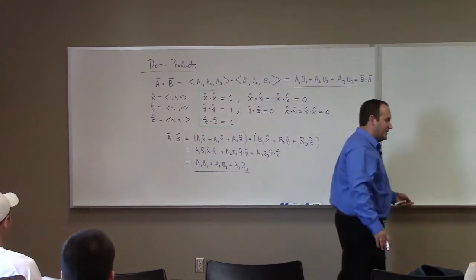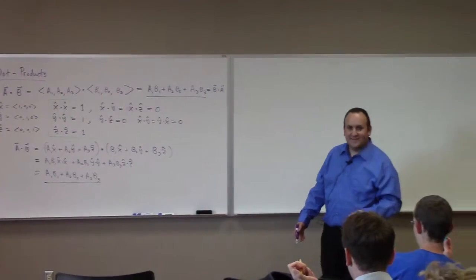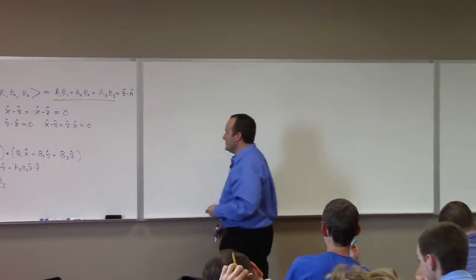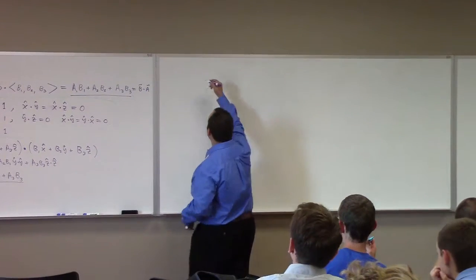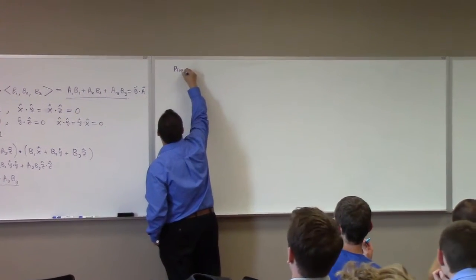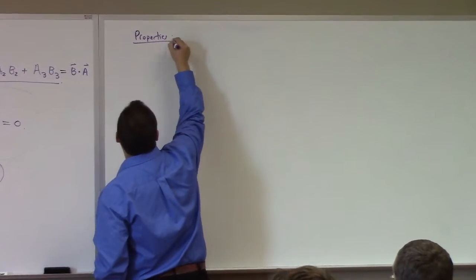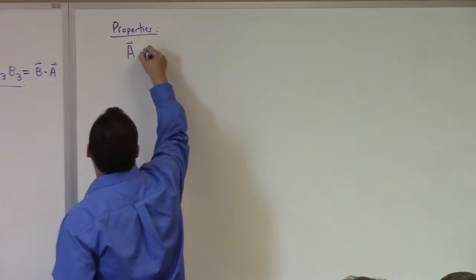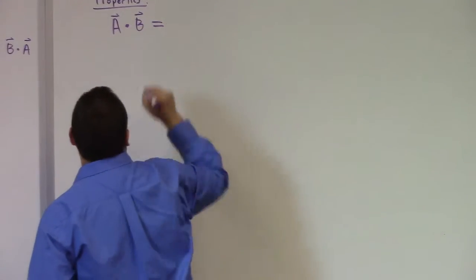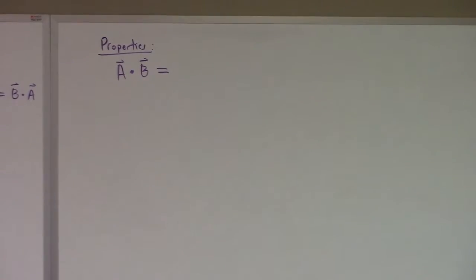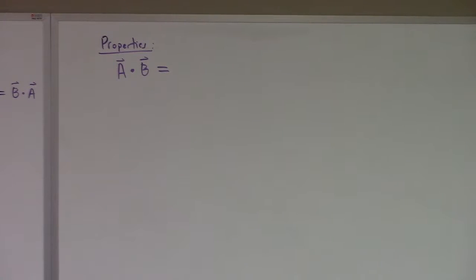Let me go back on the straight and narrow and tell you properties of the dot product. All right? So what are important properties of the dot product? So a dot b is equal to what? What's one of the fundamental things here is it's symmetric. Or well, I should say it's commutative. All right, a dot b is equal to what? B dot A.